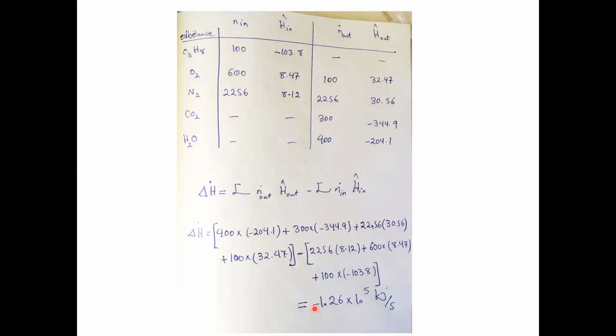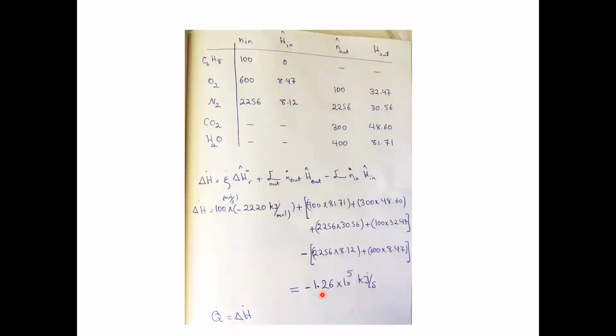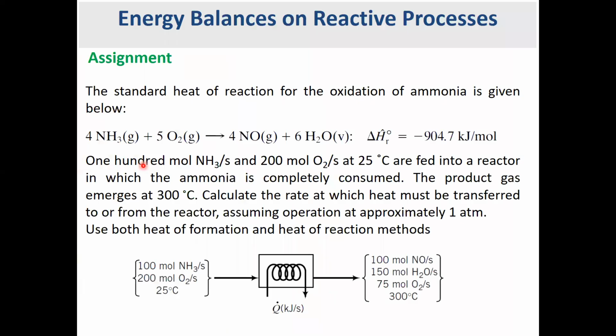If you compare this value, minus 1.26 multiplied by 10 to the power of 5, and minus 126, you see the values are not that much different. So by using either the heat of formation method or the heat of reaction method, values are not too much different. You can use either of these two methods to do an energy balance on a reactive process.